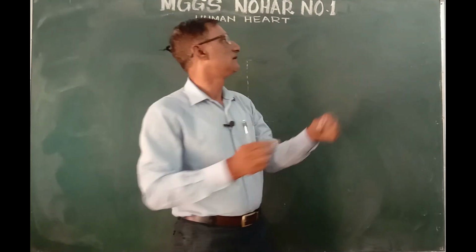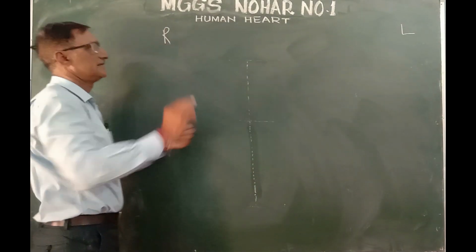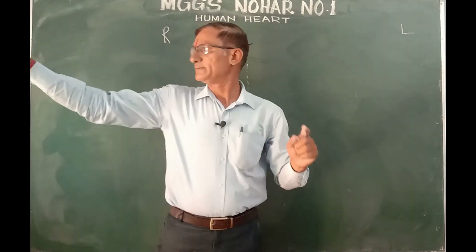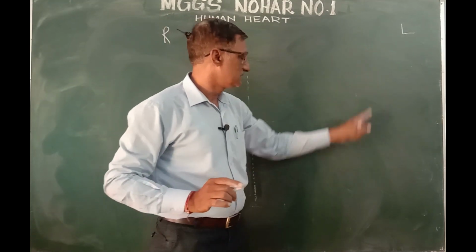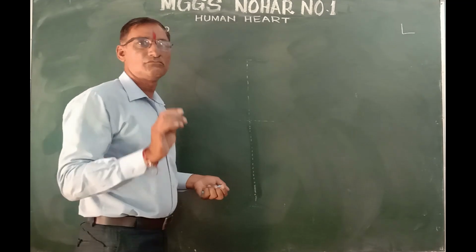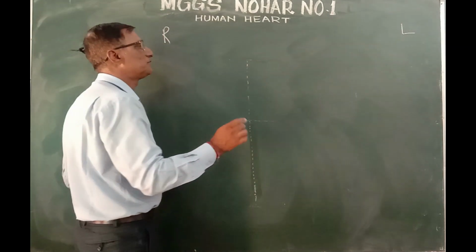Okay, this is my left side, and this one is my right side. Clear? This is my right side, this is left side. Okay, we have to write it in this way. The heart is a hollow muscular four-chamber structure. Hollow, muscular, four chambers. How are these four chambers arranged?